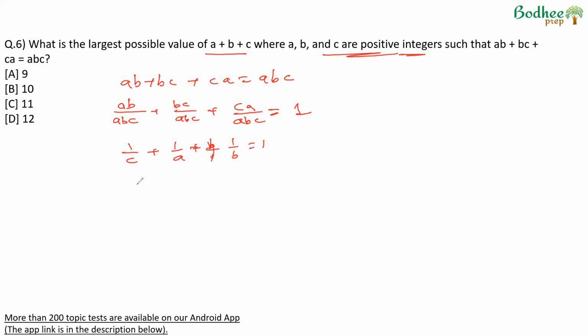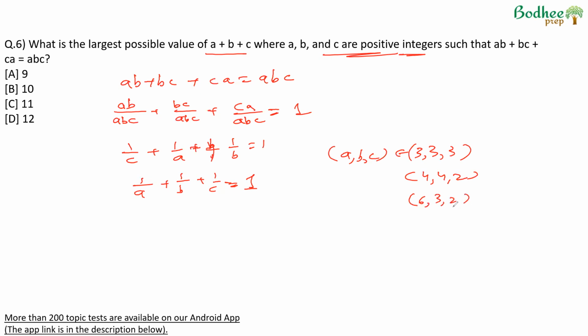Now for three positive integers, 1 by a plus 1 by b plus 1 by c is equal to 1 in three cases. One is when a, b, c are 3, 3, 3, or 4, 4, 2. 1 by 4 plus 1 by 4 is half. Half plus half is 1. Or they are 6, 3, 2. 6, 3, 2 are the only three numbers. 1 by 2 plus 1 by 3 plus 1 by 6 is 1.